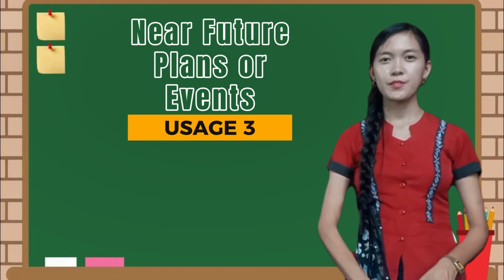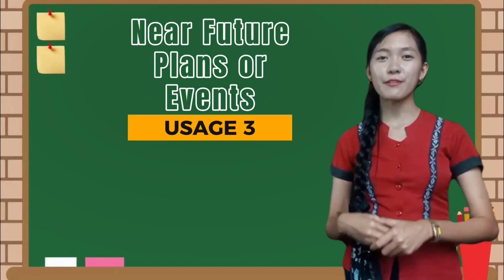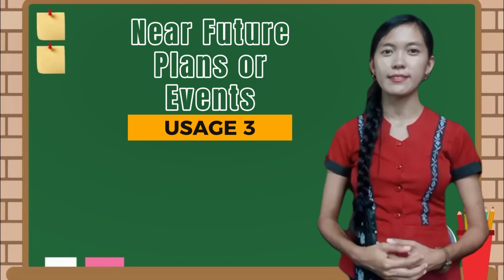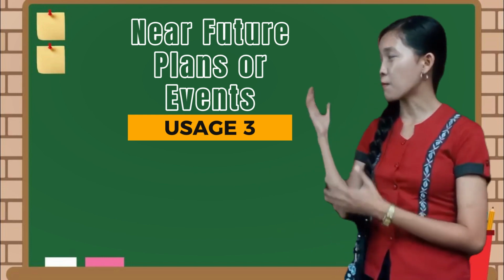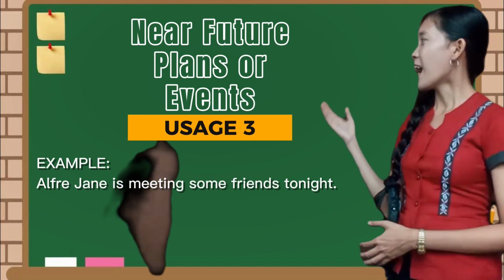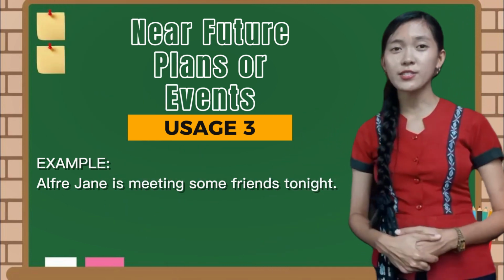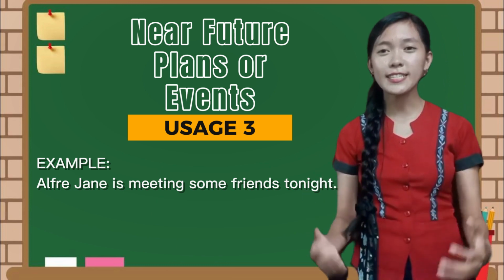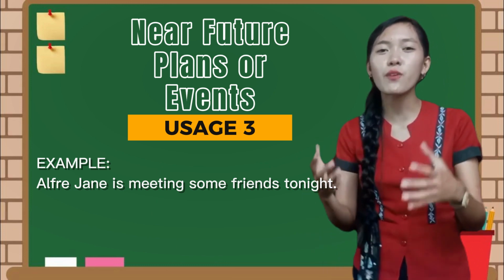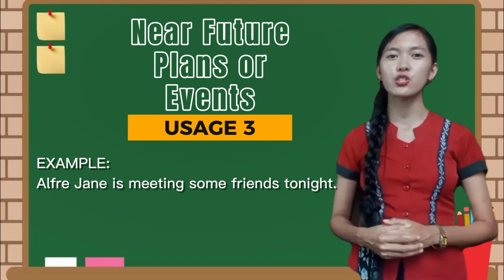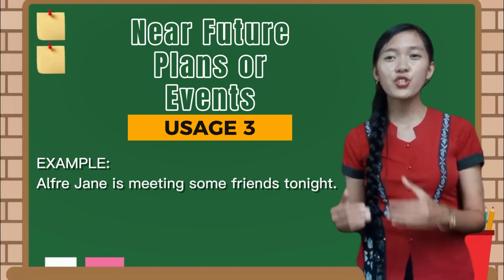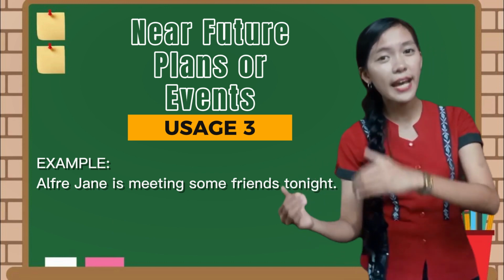Usage number 3. Near future plans or events. The present continuous is also used to talk about near future plans. Let's take a look at these examples so that we can understand it better. Alfredine is meeting some friends tonight. In the sentence, we use present continuous tense to describe the future actions of Alfredine, which is meeting friends, which is a near future plan.